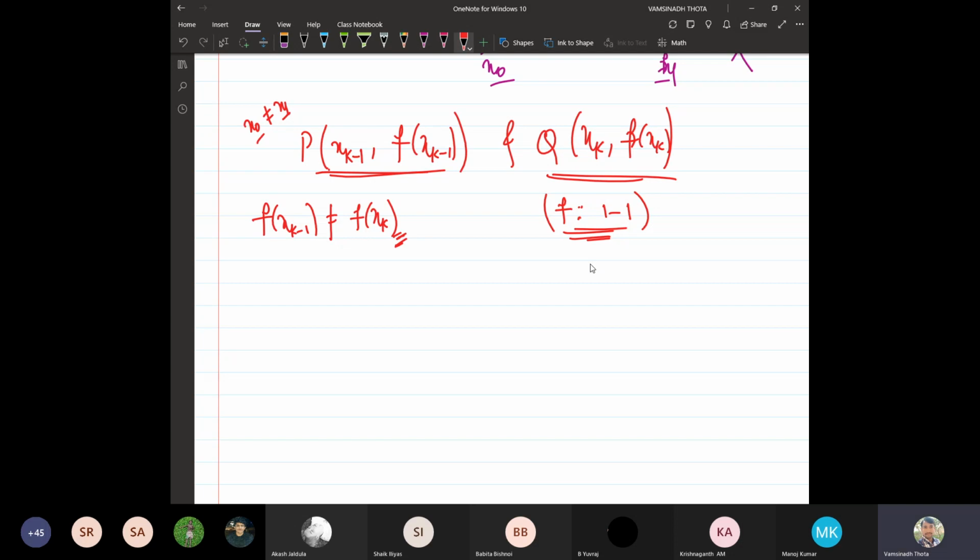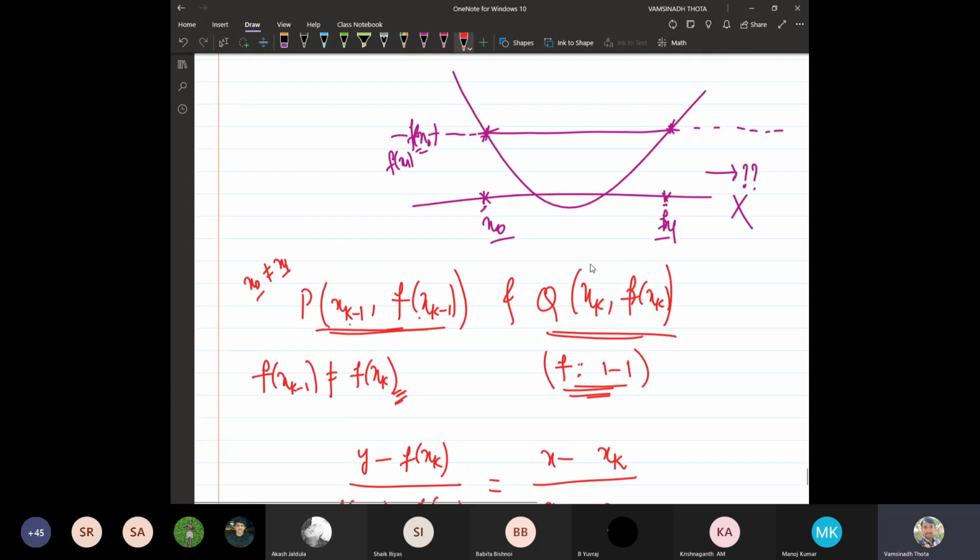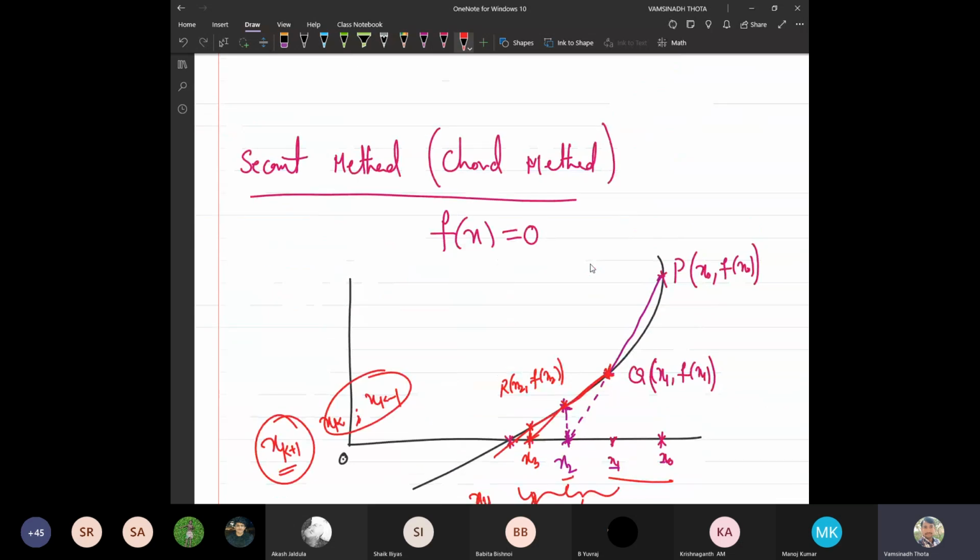Now, what is the straight line passing through these 2 points? That is (y - y1)/(y2 - y1) is equal to (x - x1)/(x2 - x1). Right? This is the equation of the straight line. Maybe in the first case, this is the equation. In the second case, maybe this will be the equation.